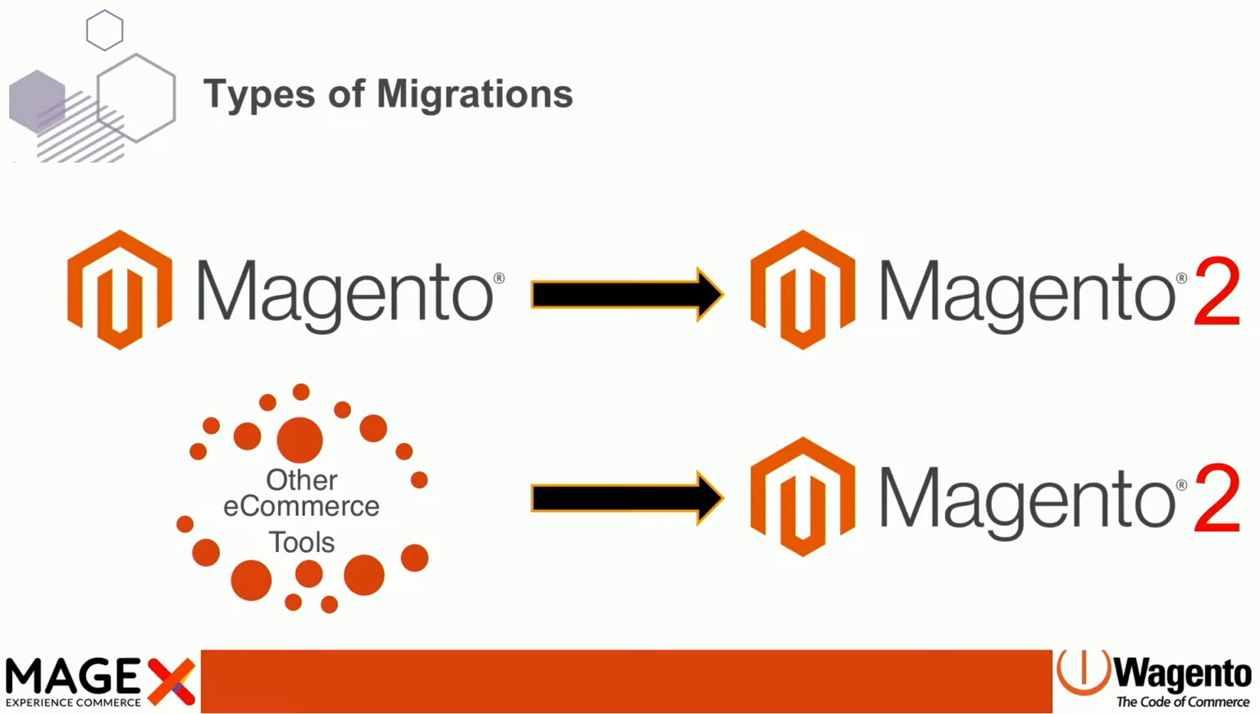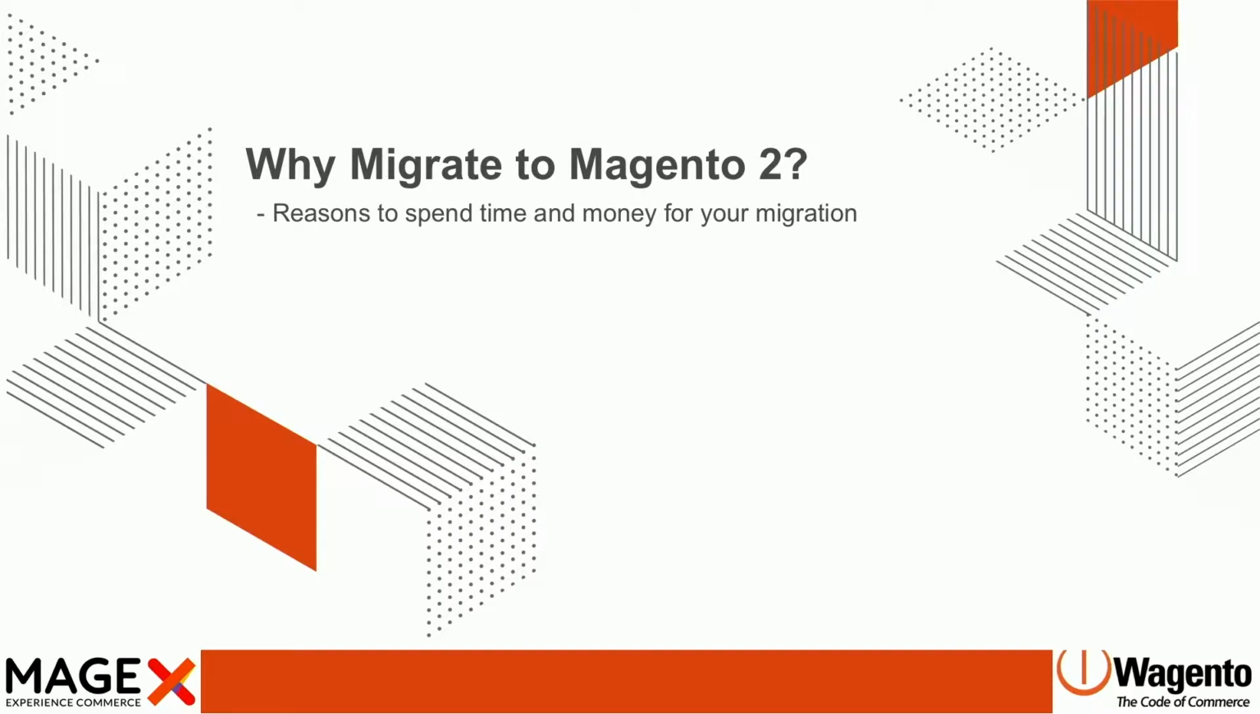These are the types of migration we have: Magento 1 to Magento 2, or any other platform to Magento 2, where they are not allowing you to edit or customize things. In this session, we are going to discuss mainly Magento 1 to Magento 2 migration. So why are we required to migrate to Magento 2? Why do we need to spend the time and money on that?